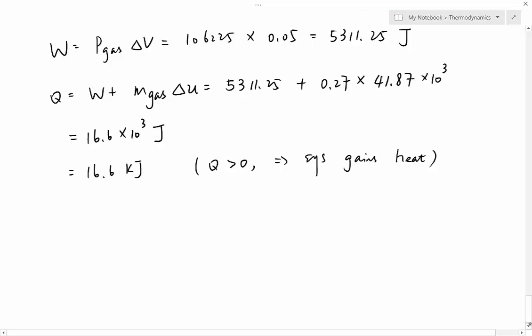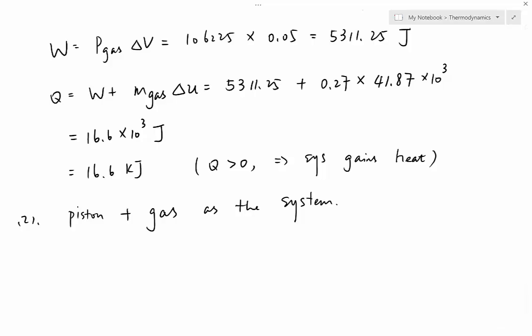So that is our part one. Q, heat transfer, is equal to 16.6 kilojoules if we choose gas alone as the system. And next, we do part 2, where we have piston and gas together as the system, different from before. We choose both of them as the system. Like we said, what is a system? System can be whatever you choose to study. So you can choose whatever as your system.